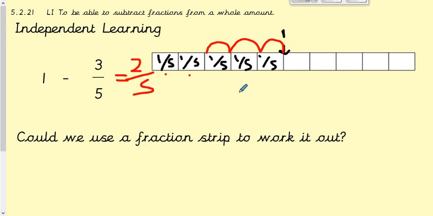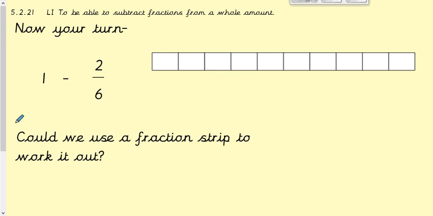So it's the same concept as what we did yesterday with using the fraction strips, but instead of it being, for example, 1 and 1 fifth, which would have been here, it's just 1. So it's the same process, same kind of method to calculate it, but it's just a bit different because it's a whole. But don't let that scare you, because it's, like I said, the same process. So now I want you to have a go. So can you do 1 whole, take away 2 sixths? So see if you can use a fraction strip to help you work it out as well.